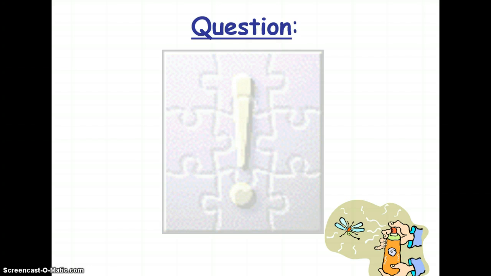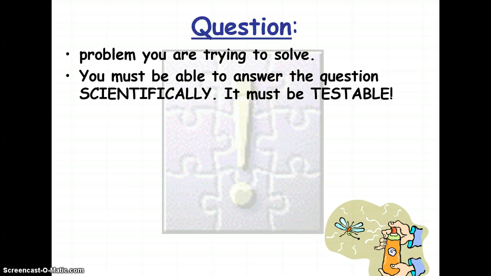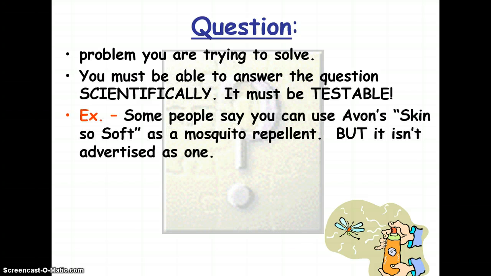solving our problem. So the question is the problem that we're trying to solve, and it should be something that we can test. We should write our question in such a way that we could actually do an experiment to solve that question. I gave the example in class: does steak make my dog happy? Or do dog biscuits make my dog happy?